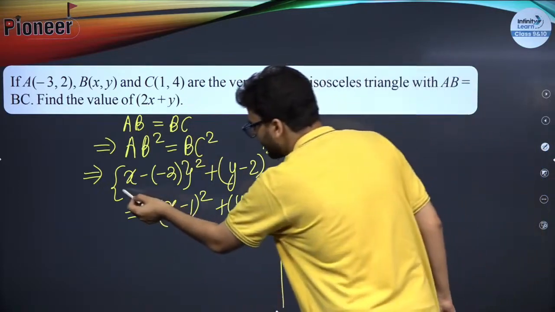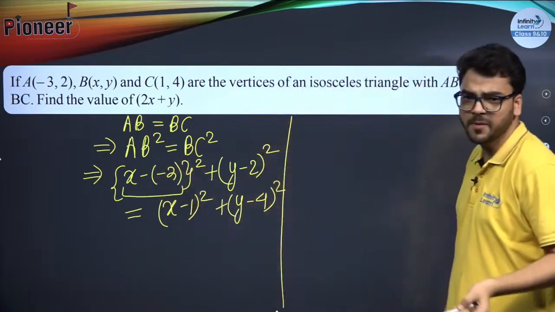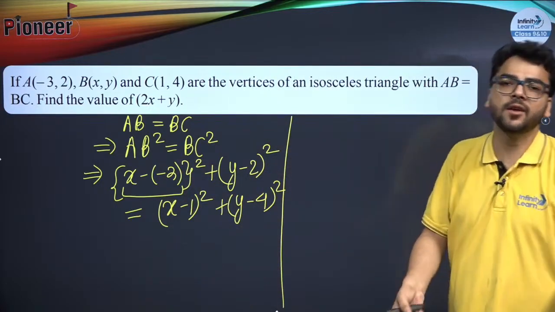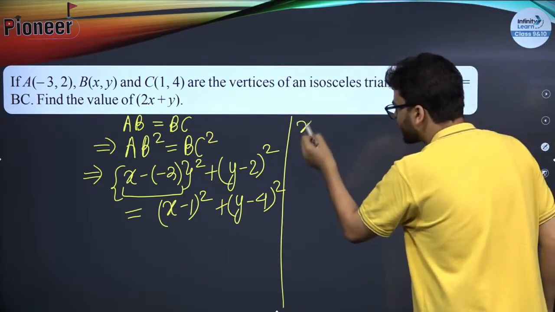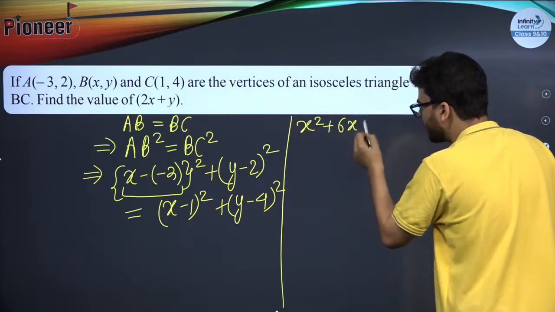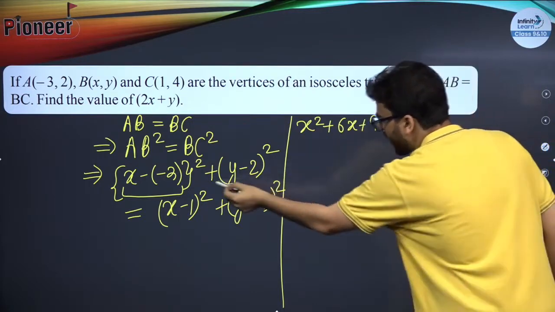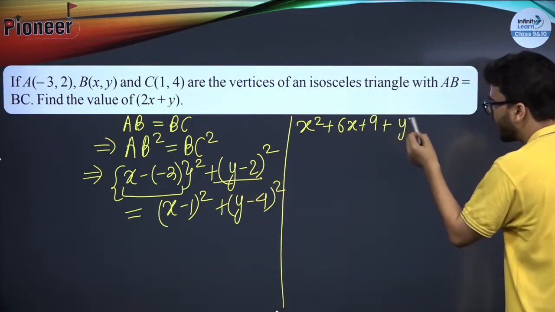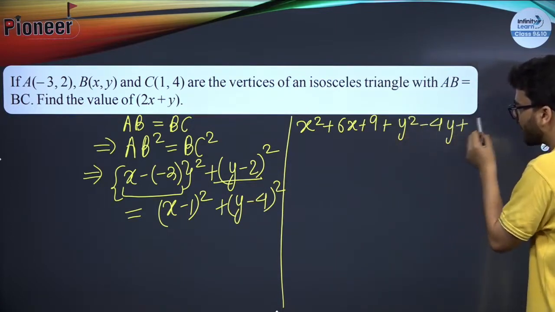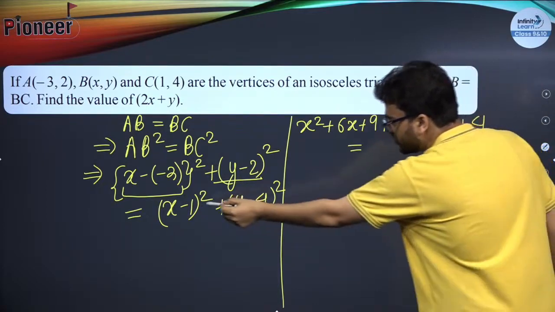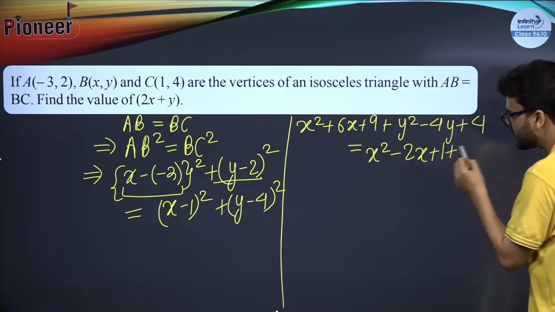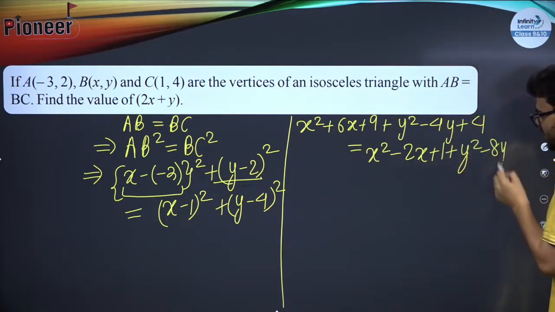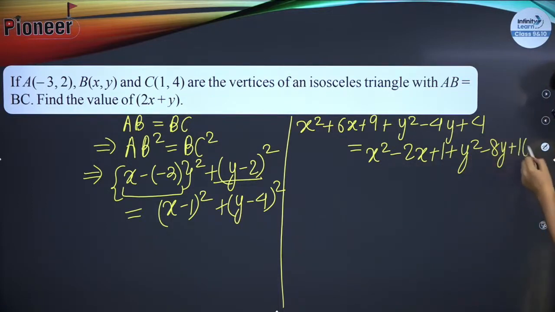This is nothing but x plus 3 the whole square. You can use the a plus b the whole square formula, that is a square plus 2ab plus b square. So that will be x square plus 6x plus 9. And over here you can use the a minus b the whole square formula, so that will be y square minus 4y plus 4. And that is equal to what, guys? I can use the formula again: x square minus 2x plus 1, plus y square minus 8y plus 16. So this is the whole equation which we need to simplify.